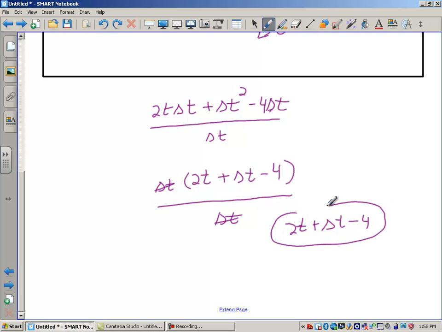Now we're going to take a look at something called the derivative. This is the average rate of change, and later on this week we're going to let delta t go to 0, and you're going to see what I mean by that, and that's going to be our instantaneous velocity. But right now this is the average.